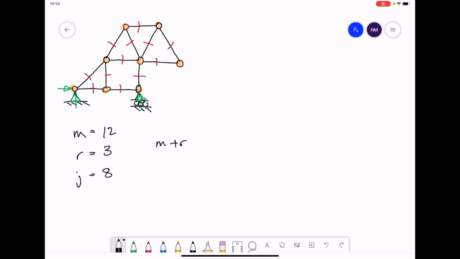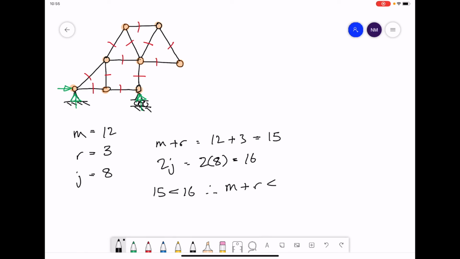M plus R, 12 plus 3 gives you 15. 2J is 2 times 8, gives you 16. 15 is less than 16, therefore M plus R is less than 2J, hence the structure is a mechanism.